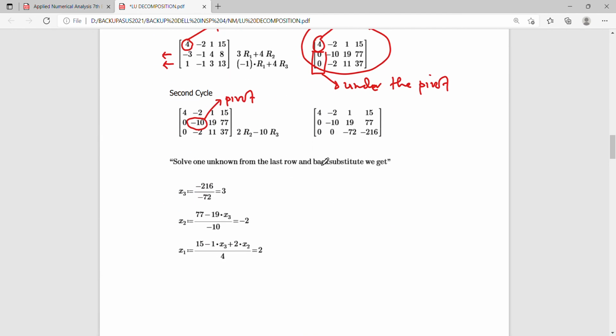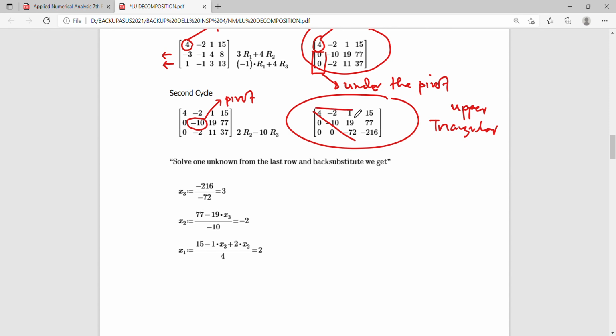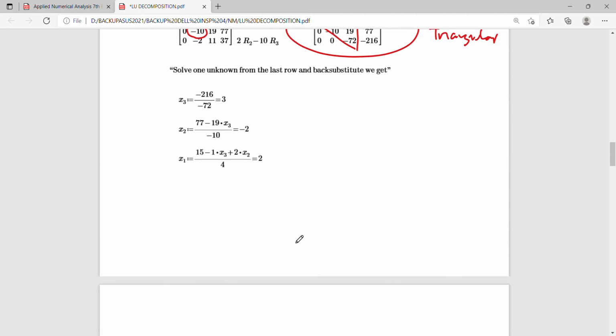Okay, so by doing so, we actually finally made the triangular matrix for the upper. Okay, so again, we are concerned with the upper triangular form of the matrix. And by simple back substitution and knowing that your x3, the last unknown, is simply equal to the ratio of this number with that of this coefficient, then we get x3 equals 3. And back substituting, we get x2 equals negative 2 and x1 is equal to 2.